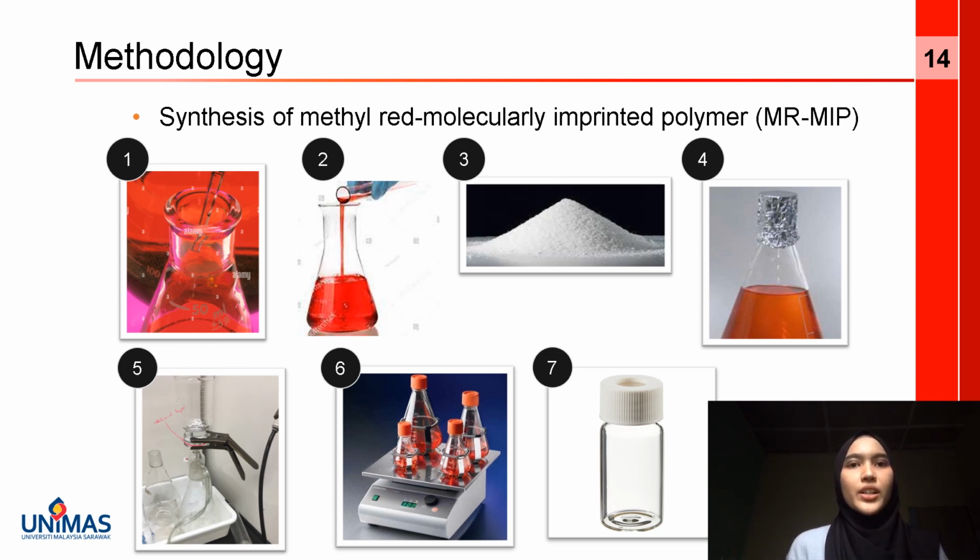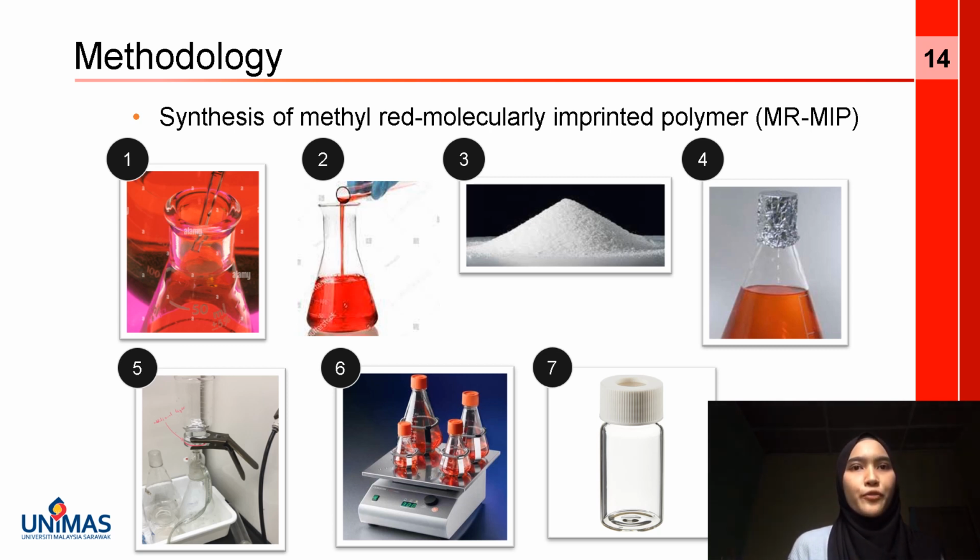The mixture in the conical flask will be sealed and allowed to polymerize for 6 hours at 60 degrees Celsius, then 2 hours at 80 degrees Celsius. The generated polymer particles will be filtered using a vacuum filtering assembly. Under the same conditions and process as for the MR-MIP, the NIP as a control will be synthesized with the MR template molecule omitted from the polymerization process.